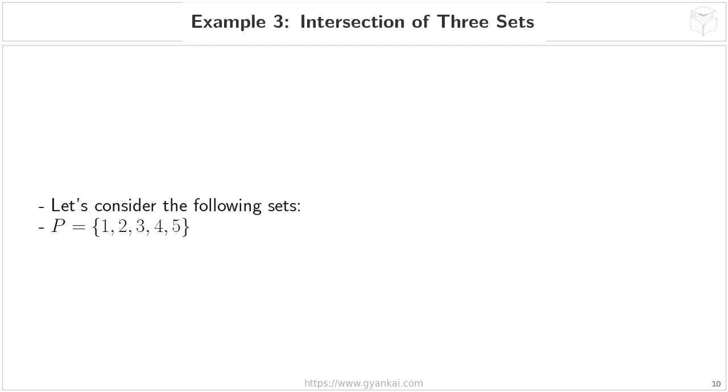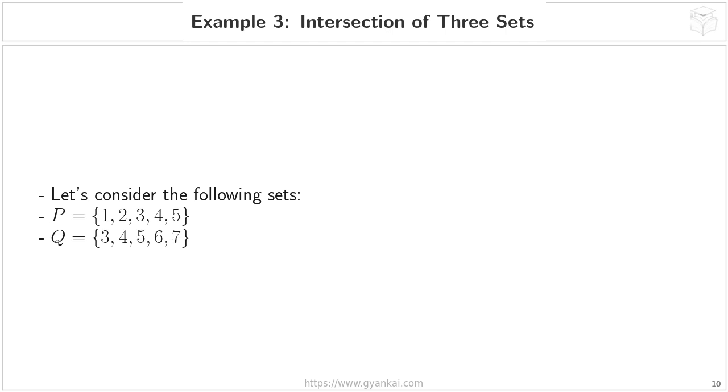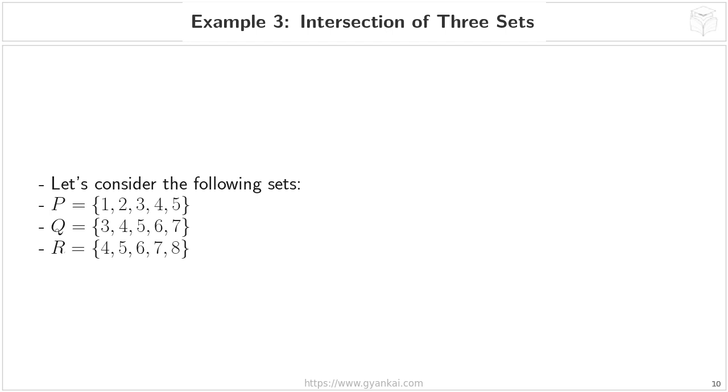First, we have our 3 sets defined here. Set P contains the numbers 1, 2, 3, 4, and 5. Set Q contains 3, 4, 5, 6, and 7. And finally, set R contains 4, 5, 6, 7, and 8. Now, let's work through the steps to find the intersection of all 3 sets. That is, the elements present in all of them.